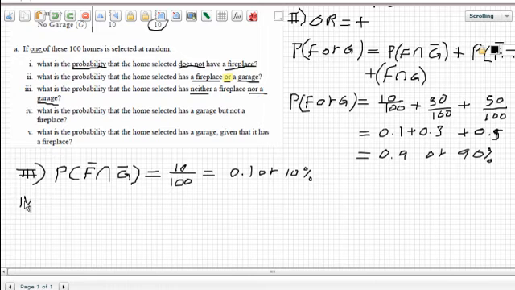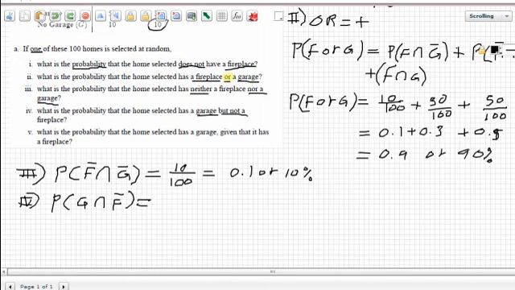Part 4 of the question says, what is the probability that the home selected has a garage but not a fireplace? All right, so we write this that way. So has a garage but no fireplace. So that would be, but no fireplace would basically be an and. So there's two things happening here, that it does have a garage but not a fireplace. So that would be given by F bar.